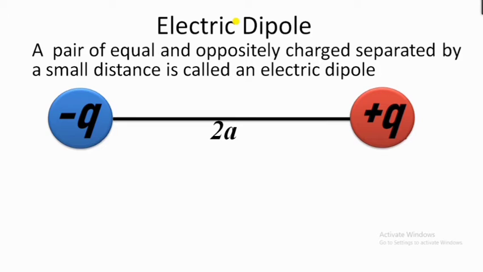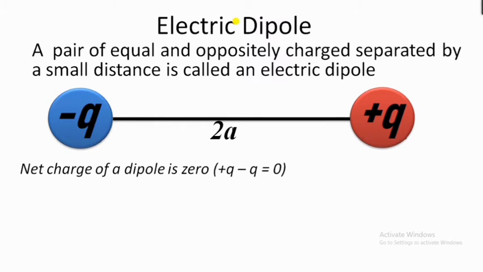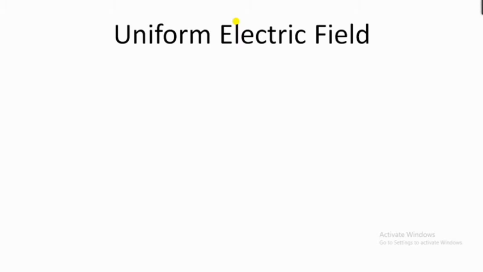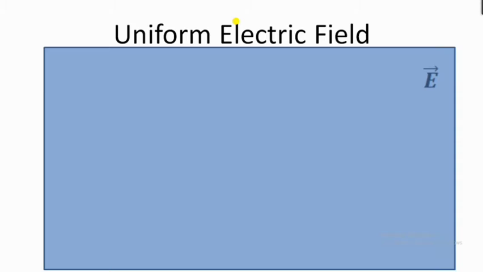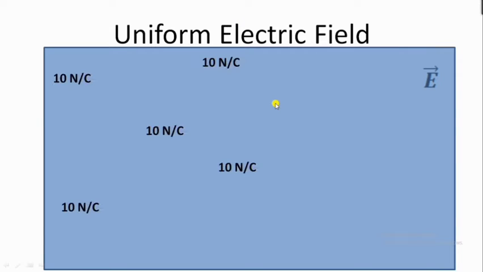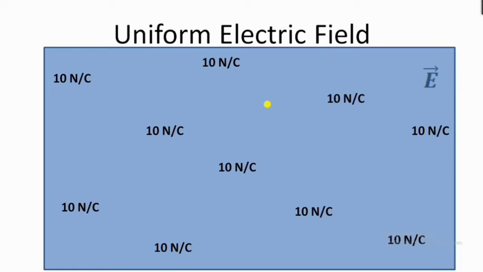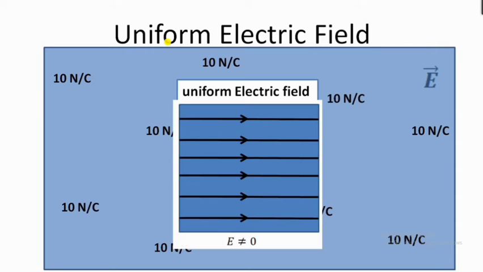A dipole is a pair of equal and opposite charges separated by a small distance 2a, and the net charge of a dipole is 0. Now let's understand what is uniform electric field. Suppose in this region I have a uniform electric field. That means the value of electric field at every point will be equal. Like out here you can see everywhere the strength of electric field is 10 Newton per coulomb, and we represent the uniform electric field by parallel electric field lines.